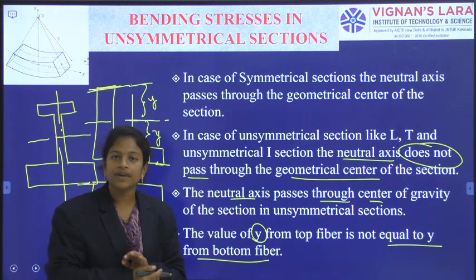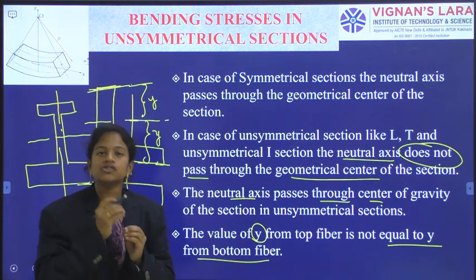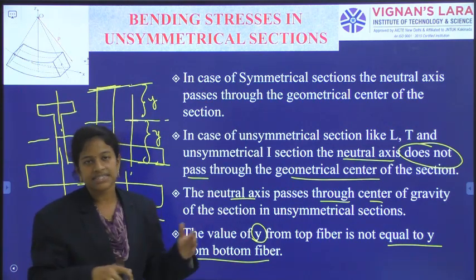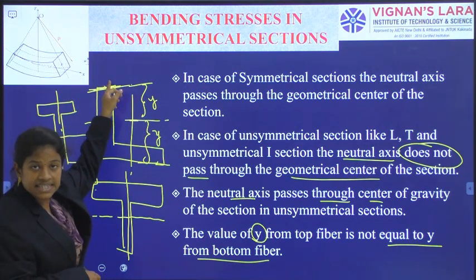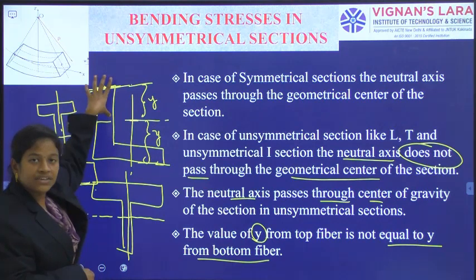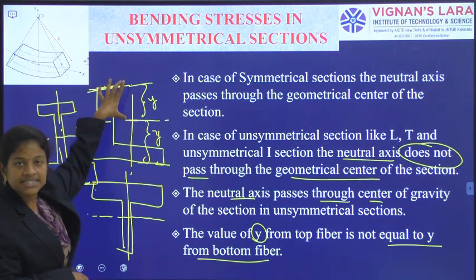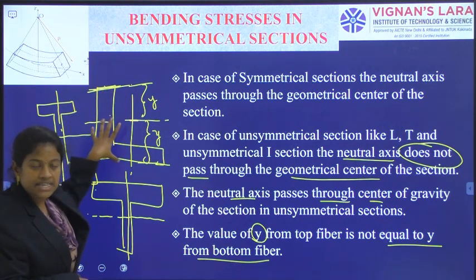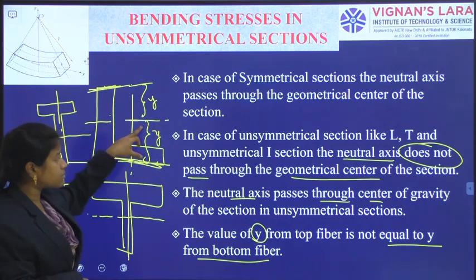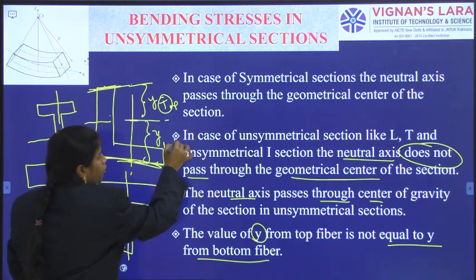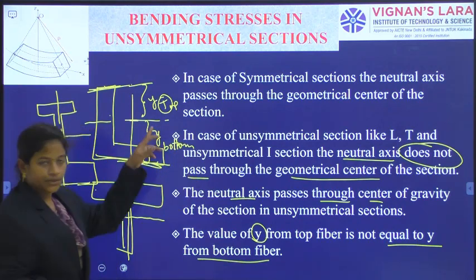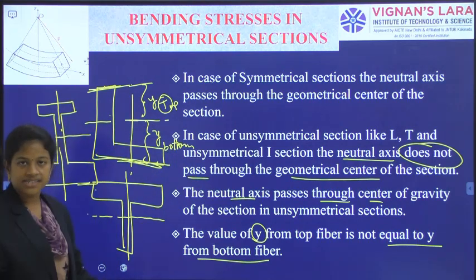What is the meaning of y? Y is the distance of the fiber from the neutral axis. There is a layer, and that layer has a distance from the neutral axis, that is y, and this y is different from the bottom's y. Okay. So, this y top and y bottom are different, for the unsymmetrical sections.